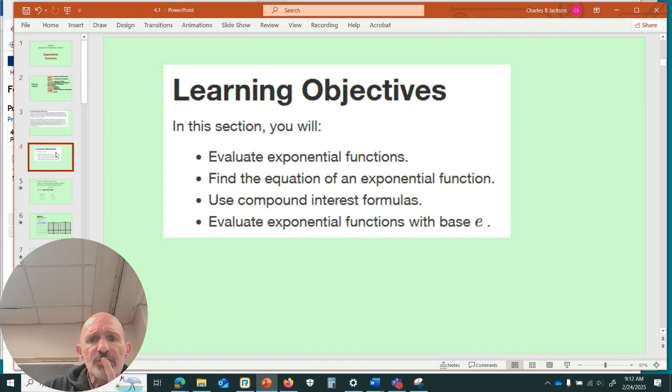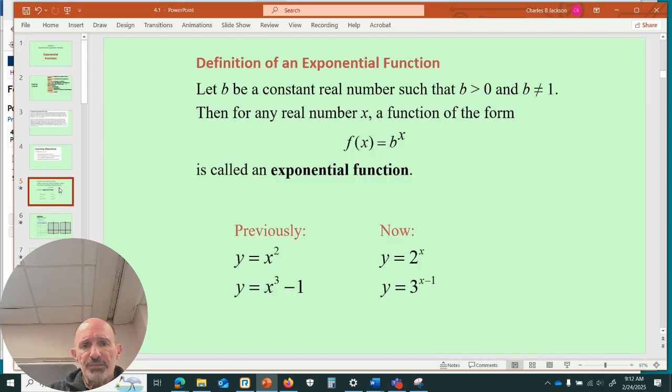Objectives: evaluate exponential functions, find the equation of an exponential function, use compound interest formulas, evaluate exponents with base e. Here's a definition of exponential function. b to the x, okay?